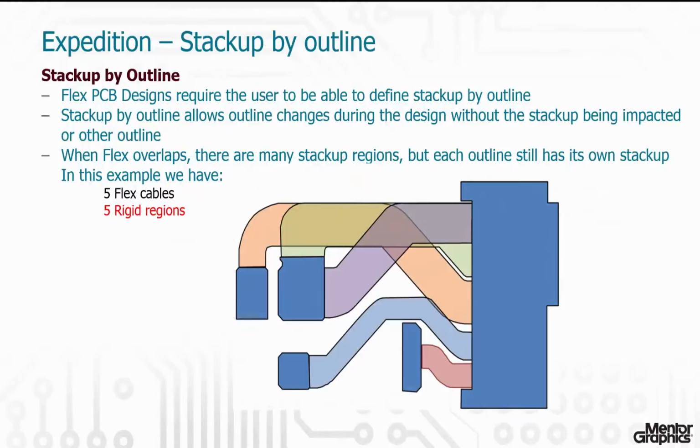In this particular slide, I'm showing you an example of a stack up from Expedition. But I wanted to quickly point out that the Expedition zones are basically defined by stack up by outline. By taking this approach, it allows the outline changes during the design without the stack up being impacted or other outlines. This helps when you have these tricky overlaps and various stack up regions. With this approach, each outline still has its own stack up. In this illustration, we have a rigid flex design that has five flex cables. These are our five flex cables, as well as five rigid areas within this particular design.